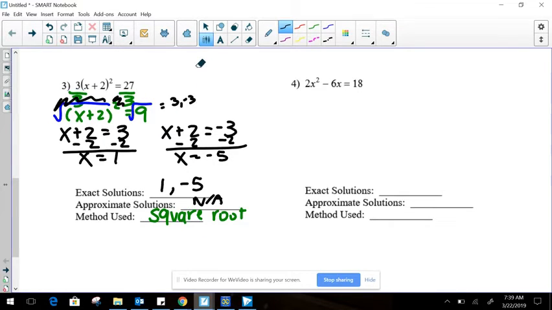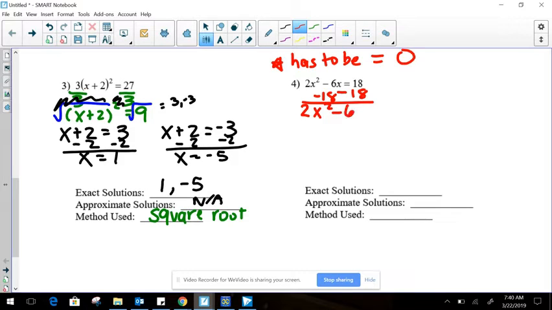Okay, then the third one I'm going to do with you today is number 4. The rule for the factoring or quadratic formula method is that it has to be equal to 0. So if it's not, you need to make it like that. What I'm going to do first is subtract 18 over to the left side. So I have 2x squared minus 6x minus 18 equals 0.